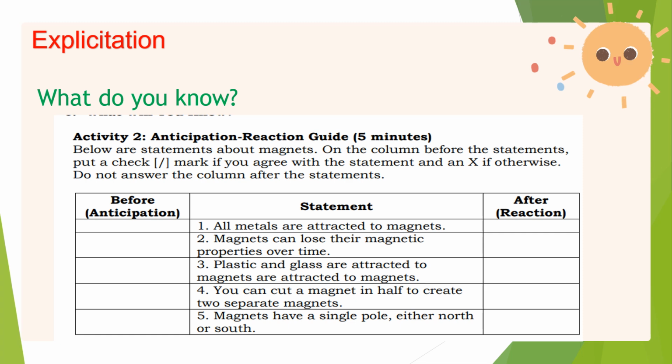Now let's do activity number 2 in your notebook, Anticipation Reaction Guide. Below are statements about magnets. On the column before the statements, put a check mark if you agree with the statement and an X if otherwise. Do not answer the column after the statements. So all answers are accepted as this is based on what you have known so far. Make sure to return to it when you finish the activities on magnets. So in the after column, you will respond to what you have learned.